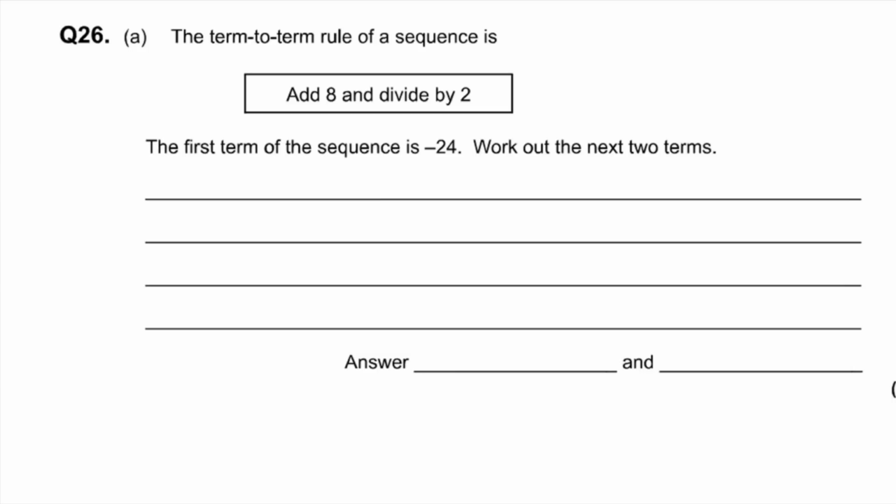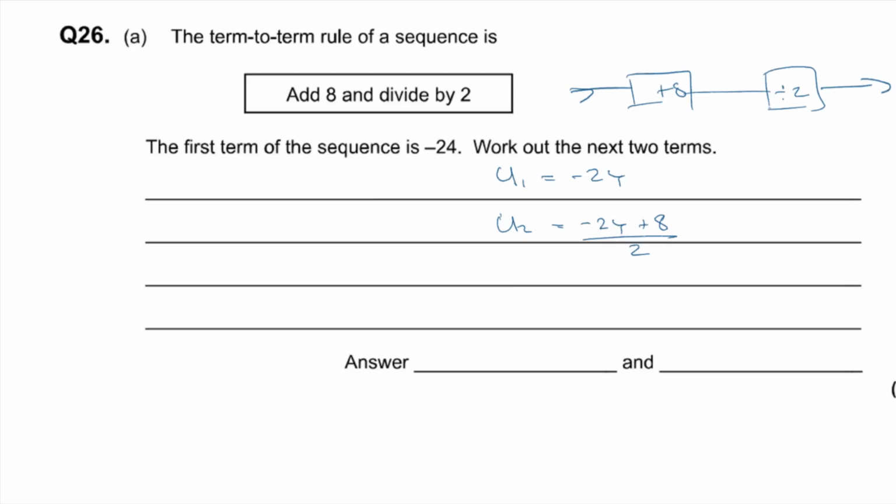Question 26a, the term-to-term rule of a sequence is add 8 and then divide by 2. The first term of the sequence is minus 24. Work out the next two terms. So again, you can think about this as a function machine, if that's easier for you to think about. So we're going to add 8 and then divide by 2. So if our u1, the first term, is negative 24, and we feed that into the function, then u2 is going to be my value from u1, minus 24, but we're going to add 8 to it, and then we're going to divide everything by 2.